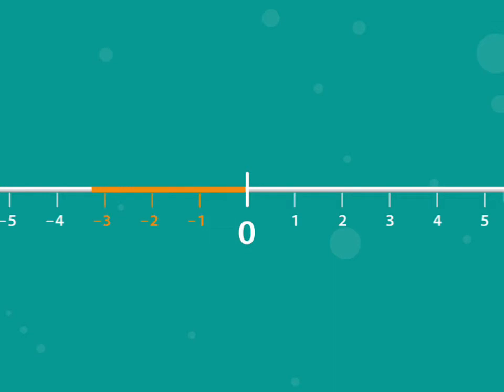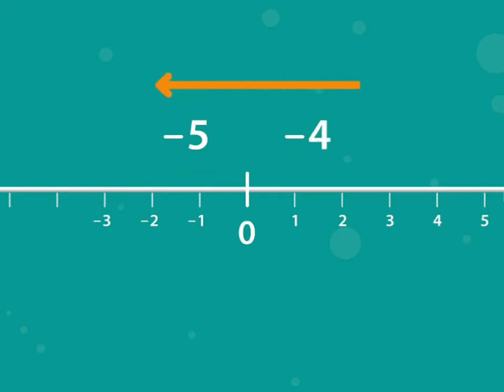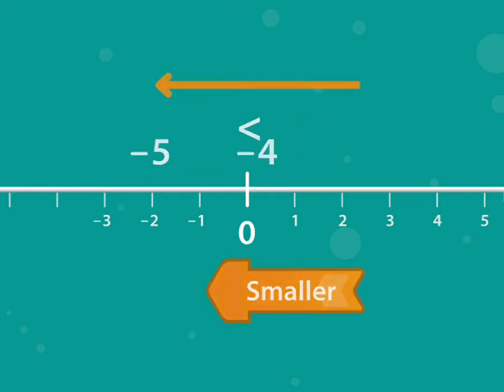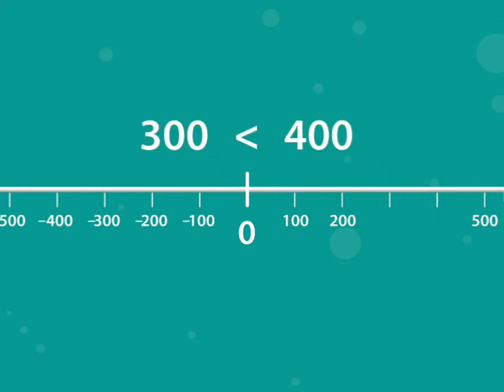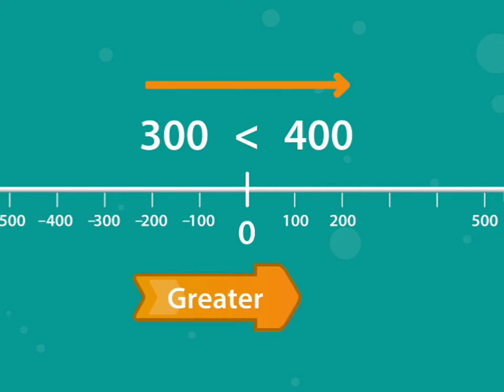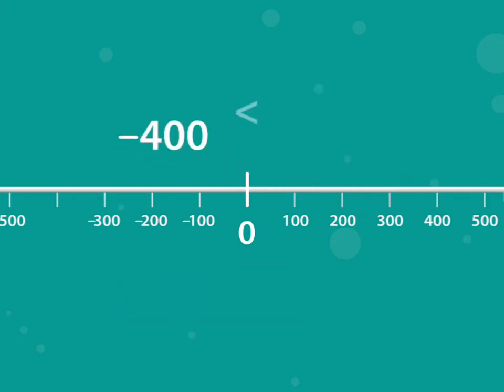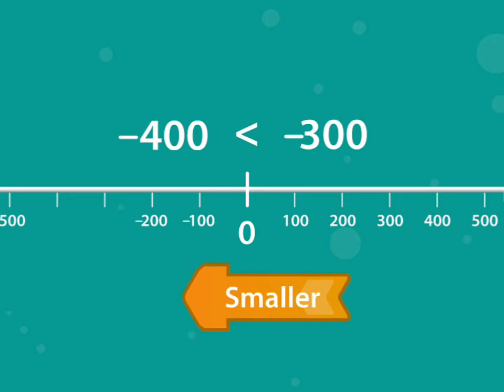Can we apply the same rule on the negative side of the number line? Yes. The numbers get greater when you move to the right, and the numbers get smaller when you move to the left. Since negative 5 is on the left side of negative 4, so it is smaller than negative 4. And you can use this idea no matter what the numbers are. For example, 400 is greater than 300, since it is to the right of 300, and negative 400 is smaller than negative 300, since it is to the left of negative 300.